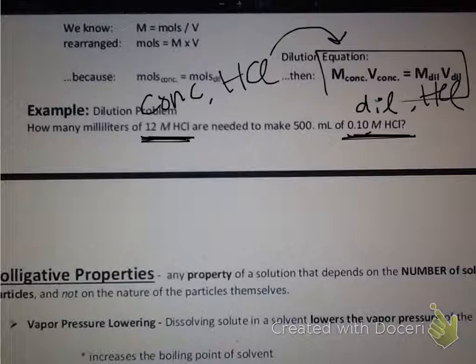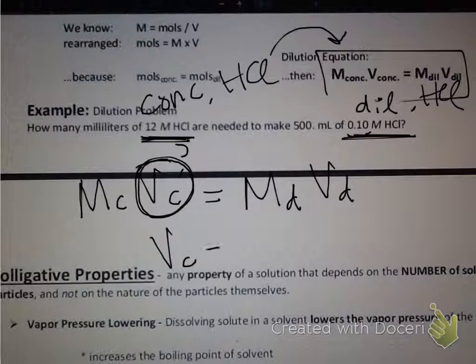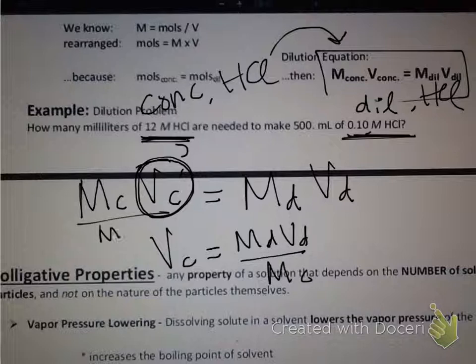It says how many milliliters of the concentrated. So we are given the molarity of the concentrated, and we're asked to find the volume in milliliters of the concentrated. And then we're given the molarity of the dilute, and we're also given the volume of the dilute solution. So we're asked to calculate the volume of the concentrated. So let's rearrange for that: molarity of dilute times volume of dilute divided by molarity of concentrated. I basically just divided both sides by the molarity of the concentrated solution there.